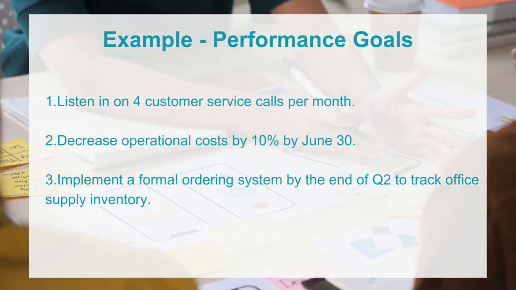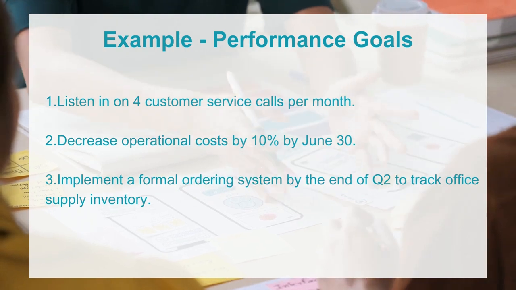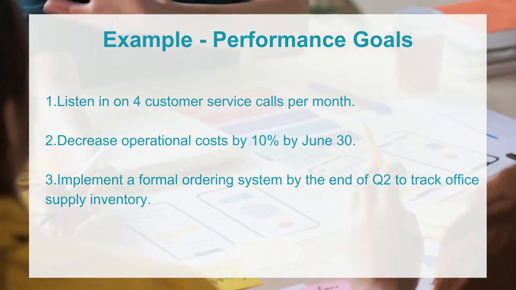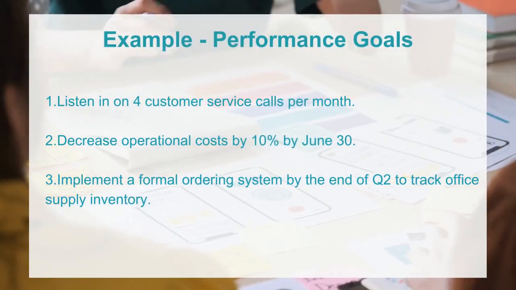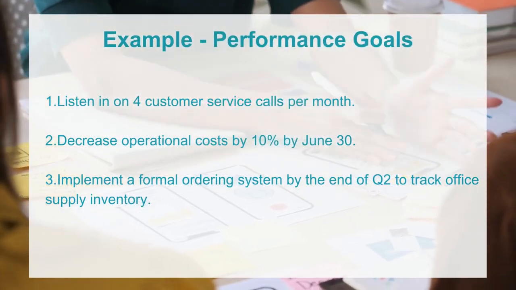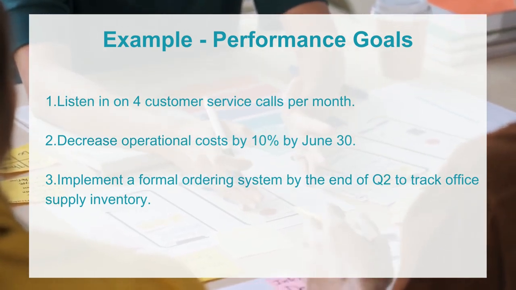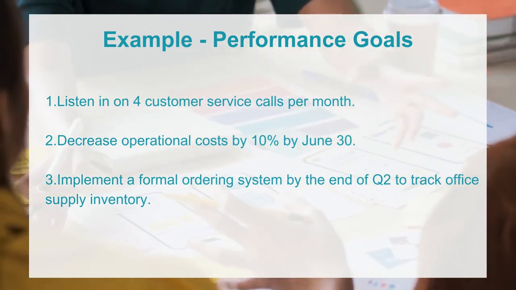Example performance goals: listen in on 4 customer service calls per month. Decrease operational costs by 10% by June 30. Implement a formal ordering system by the end of Q2 to track office supply inventory.